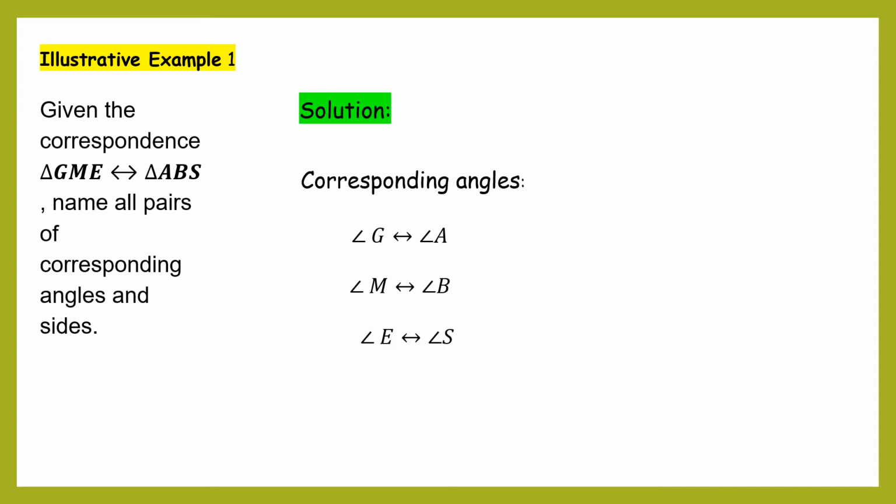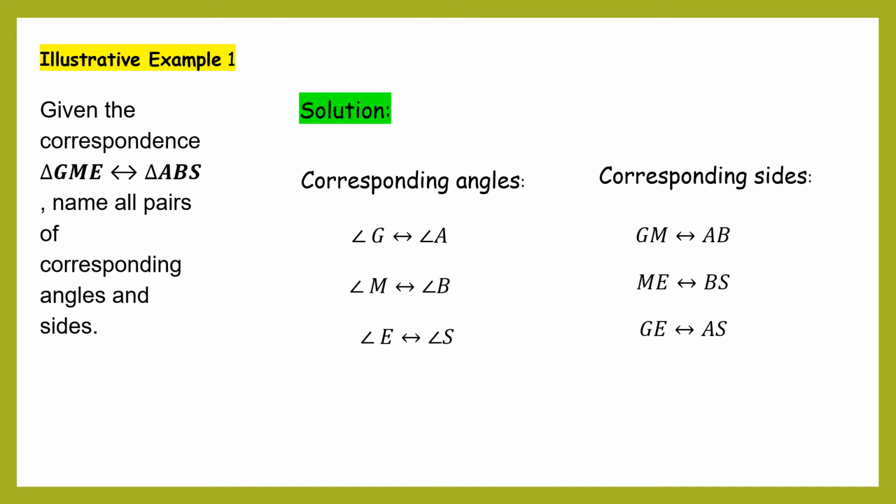And the corresponding sides are: side GM corresponds to side AB. Side ME corresponds to side BS. Side GE corresponds to side AS.